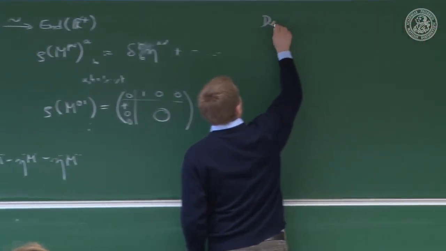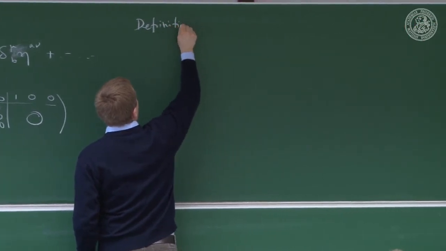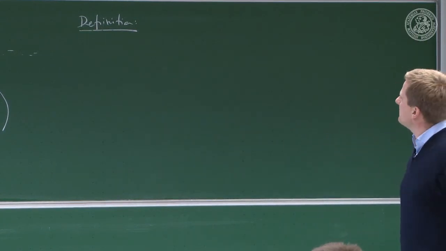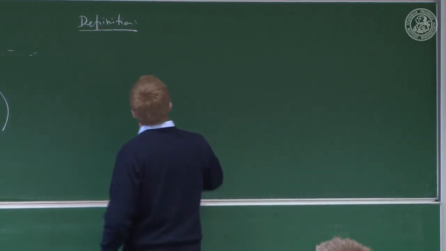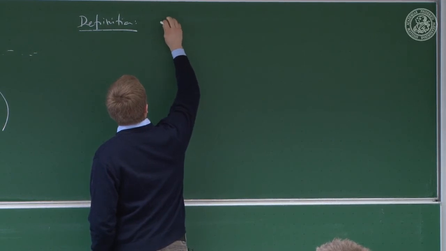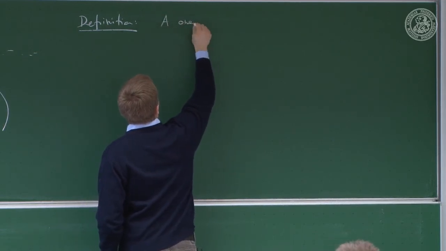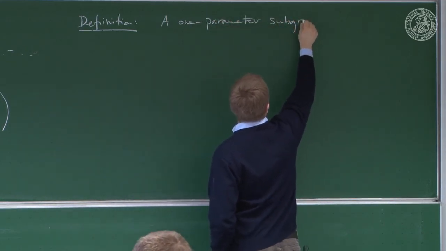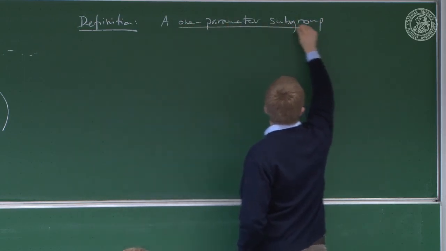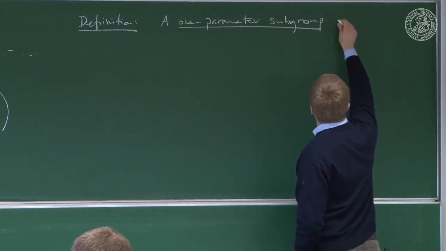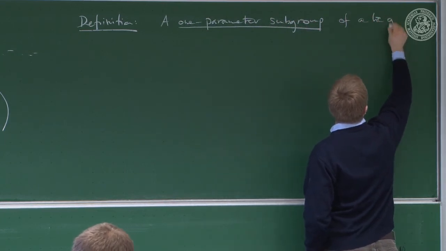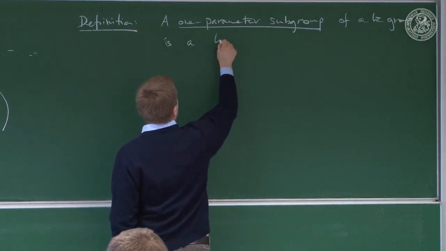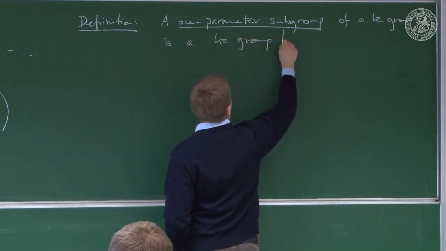Okay, so we have another definition, very useful. And that's the definition of the one-dimensional subgroups, or as they're also called, the one-parameter subgroups. Okay, a one-parameter subgroup, this is just terminology, a one-parameter subgroup of a Lie group G is a Lie group homomorphism.